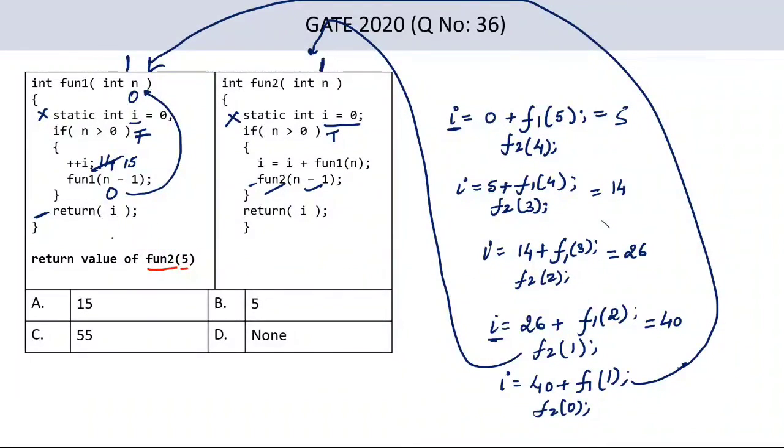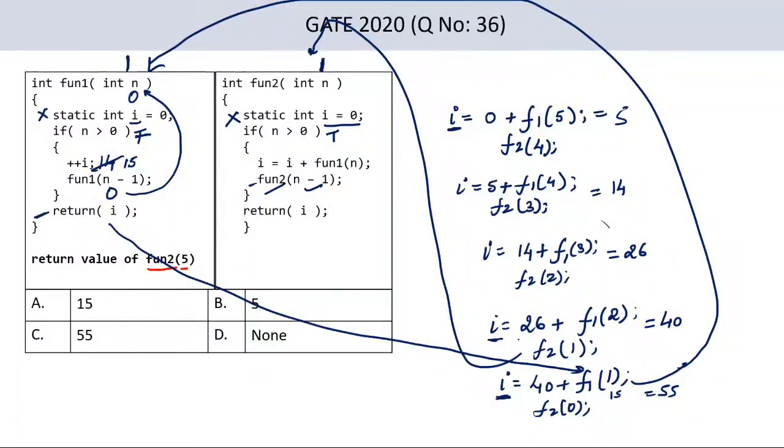To whom will I return? I'll return to this function. Let me make it more clear. I'll return this 15 to this function. 15 plus 40 becomes 55. So the current value of variable I of function 2 becomes 55.